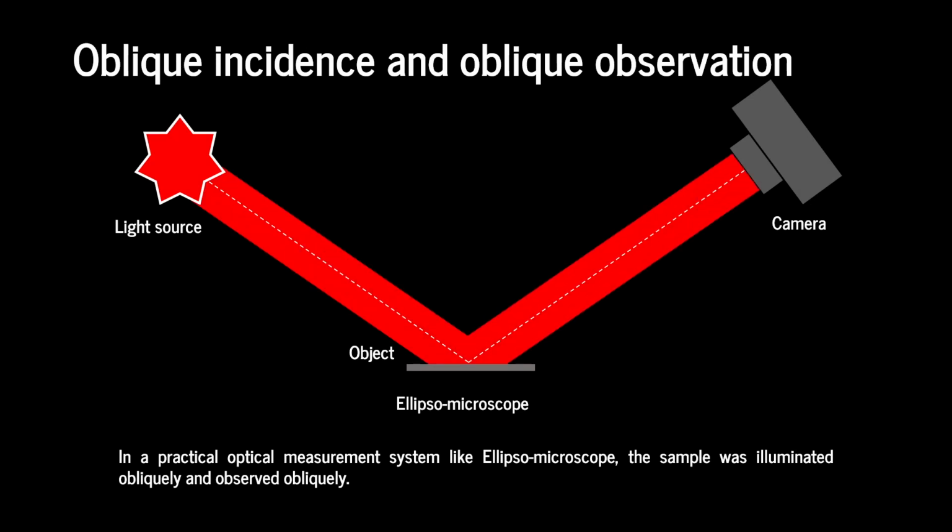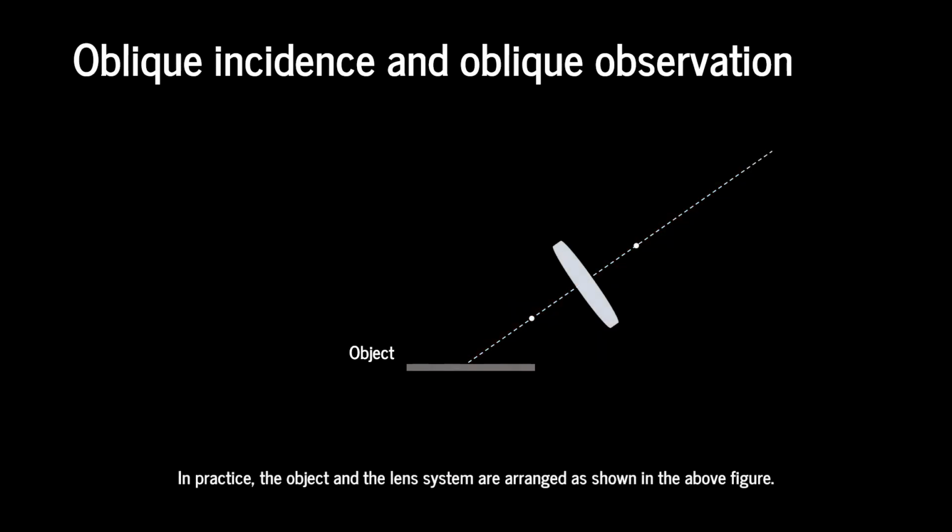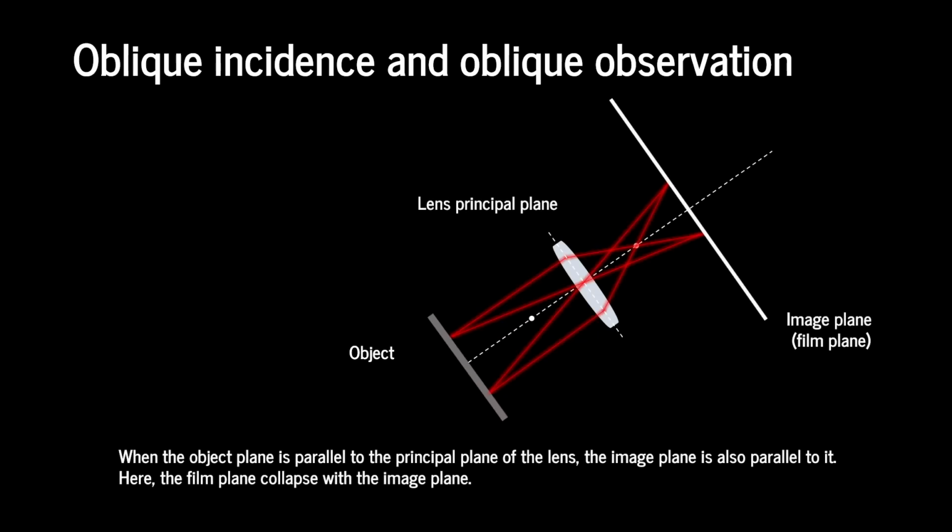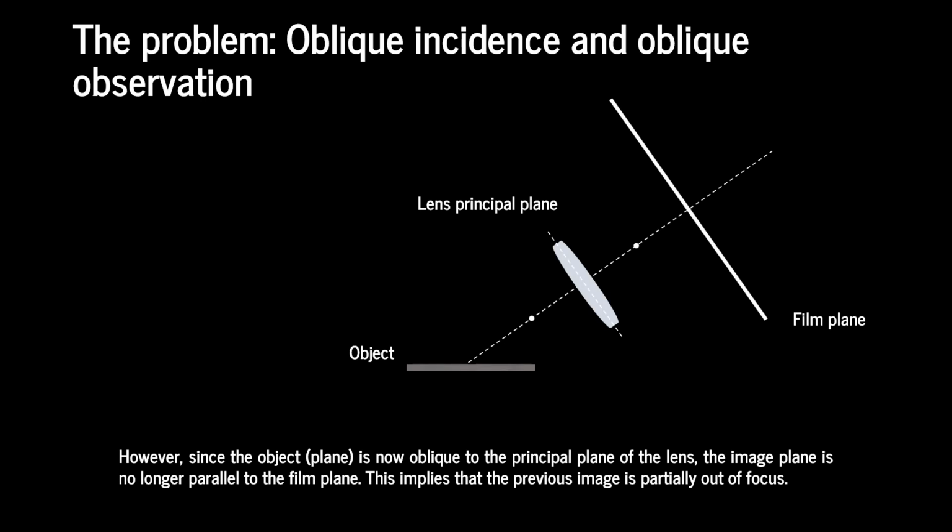In a practical optical measurement system like the Ellipso Microscope, the sample is illuminated obliquely and observed obliquely. In practice, the object and the lens system are arranged as shown in the above figure. When the object plane is parallel to the principal plane of the lens, the image plane is also parallel to it. Here, the film plane coincides with the image plane. However, since the object plane is now oblique to the principal plane of the lens, the image plane is no longer parallel to the film plane. This implies that the previous image is partially out of focus.